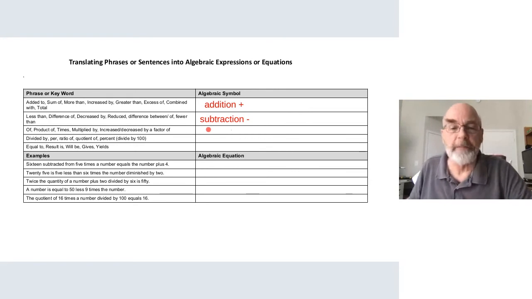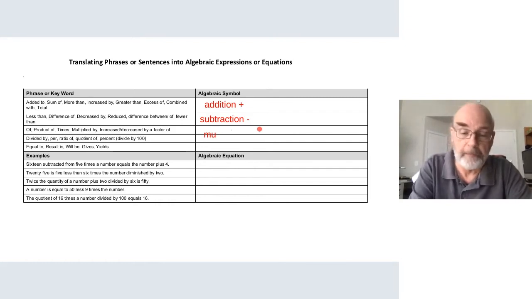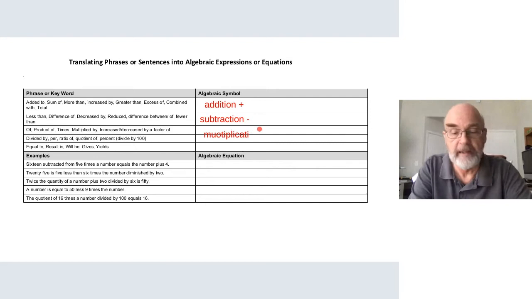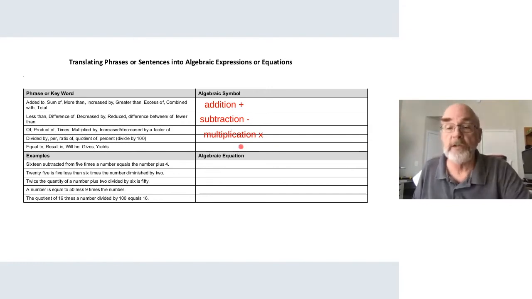And the next one, what's it? Product, times, multiplication. Yeah, it actually had the word right in it: multiplied by, of course, means multiplication. Okay, multiplication. So that keyword. And of course, this is running down through all the four basic operations that we have. So the next one, of course, is going to be division, and I'll put that in there.